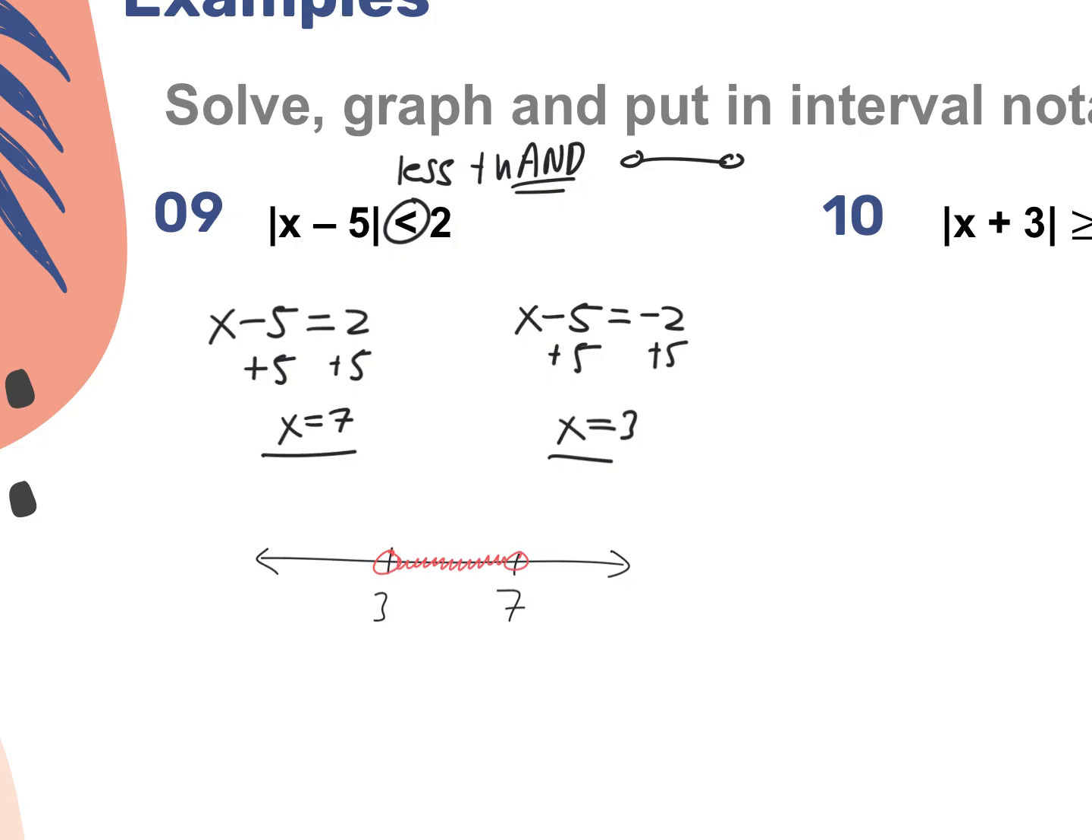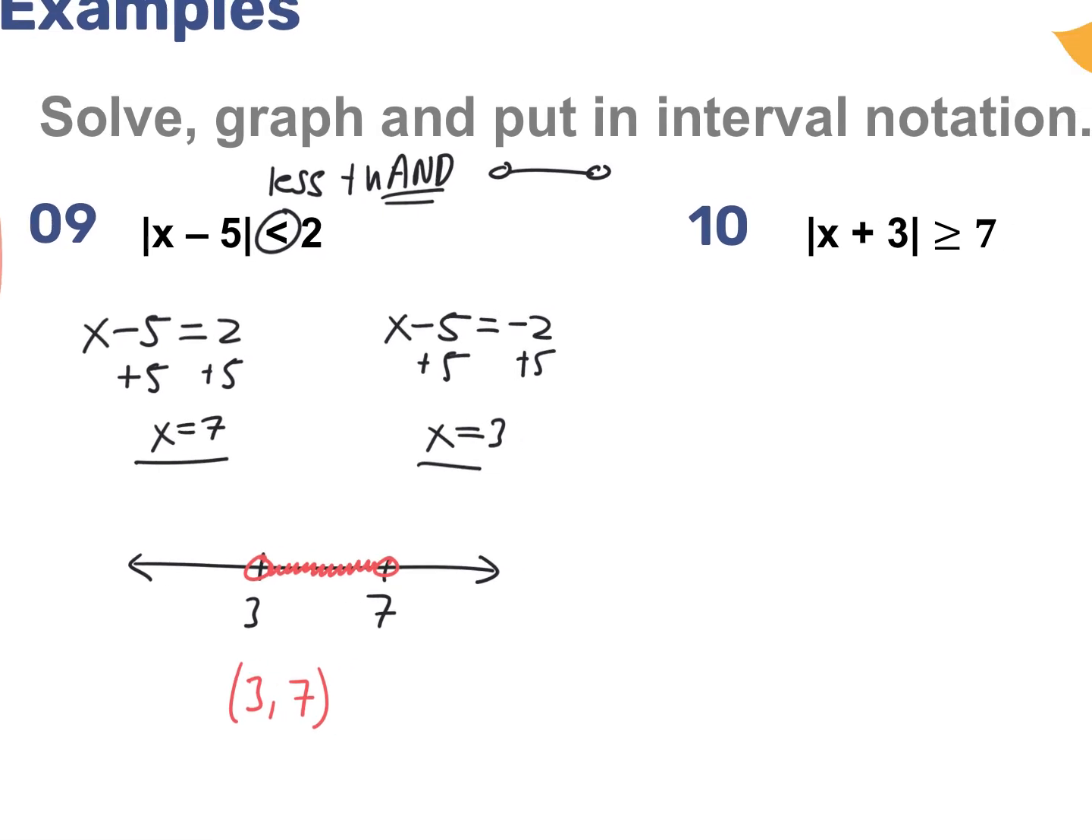Now to write this in interval notation, going from smallest to biggest, I'm going to have parentheses because there are open circles: (3, 7). This is my answer in interval notation. Simple as that. That's how we solve these kinds of problems.